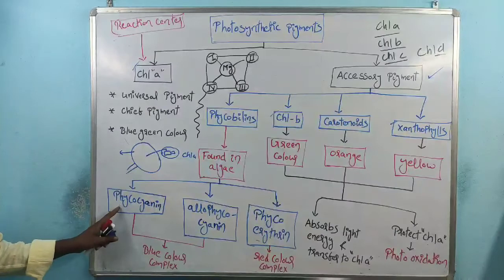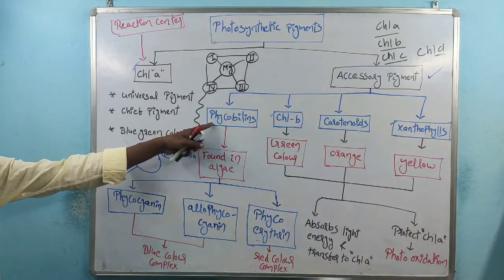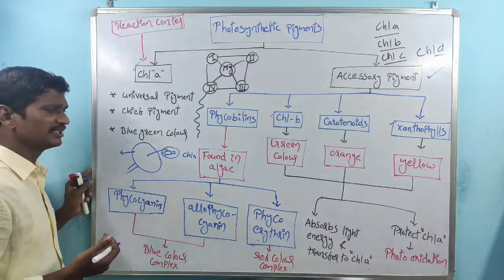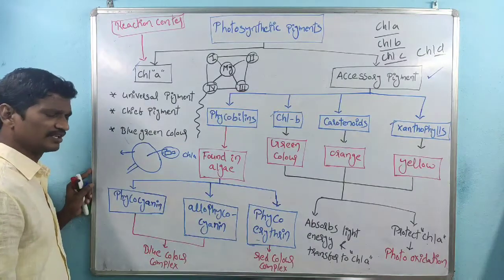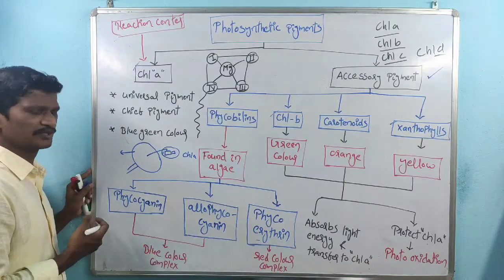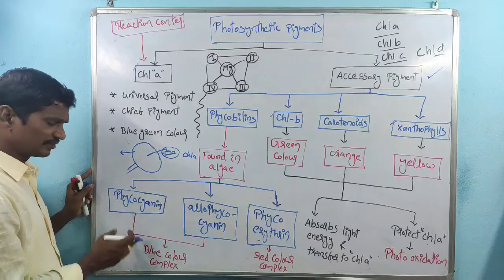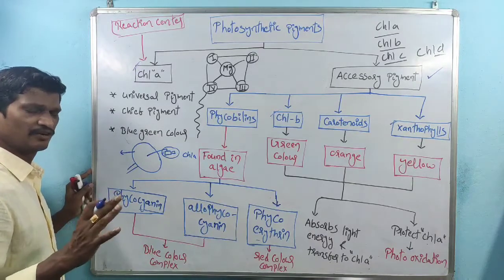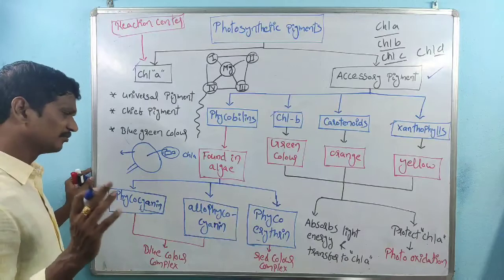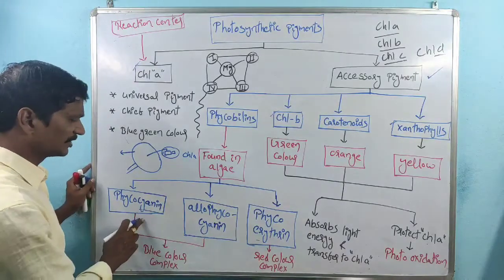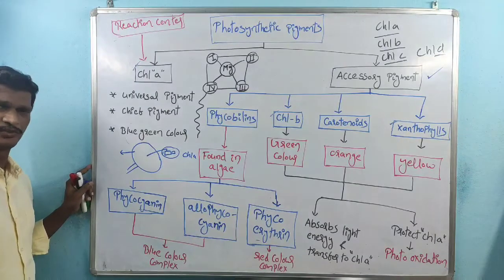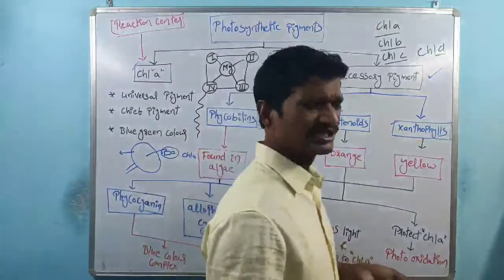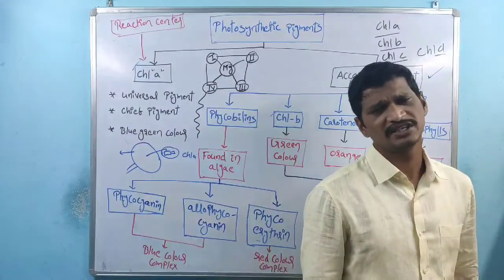Within the phycobilins, there are three types. We already discussed these pigments. Phycocyanin is a blue color complex; the cyanin indicates the color complex is blue. Allophycocyanin and phycocyanin form the blue color complex. And phycoerythrin is seen in red algae, and its color is red.